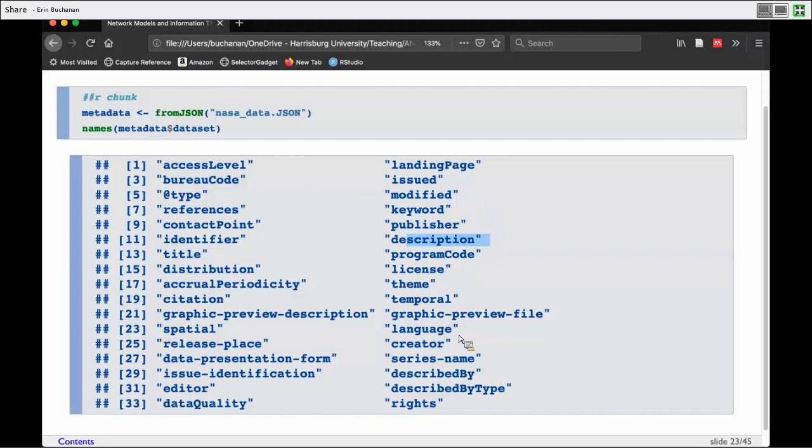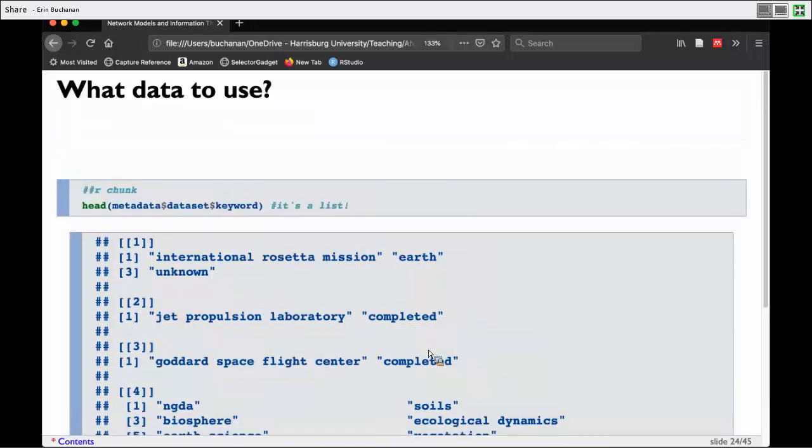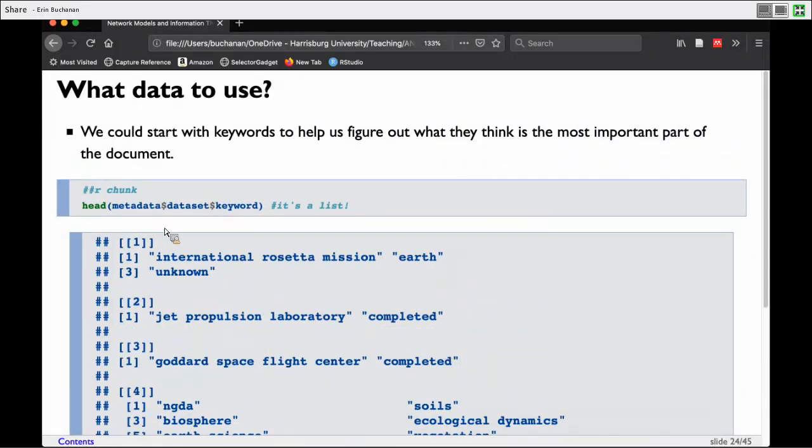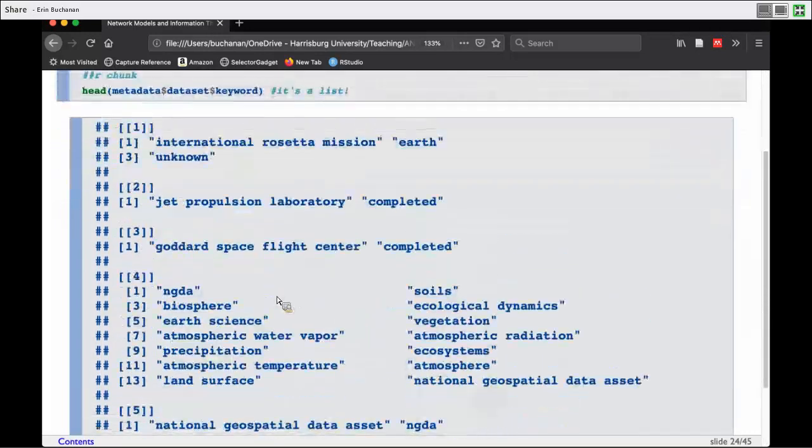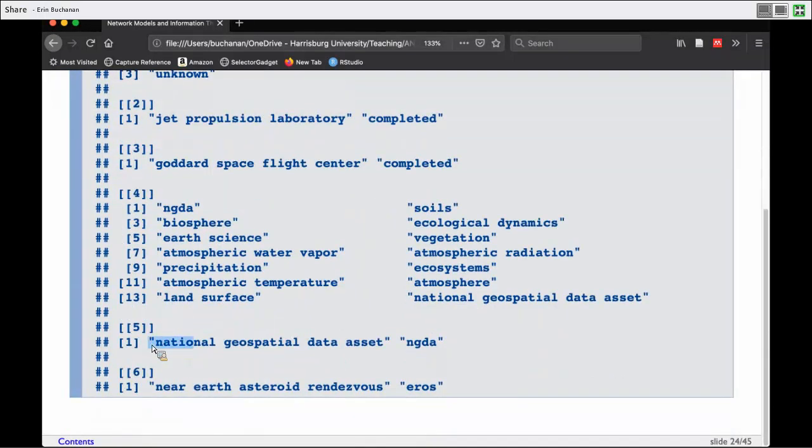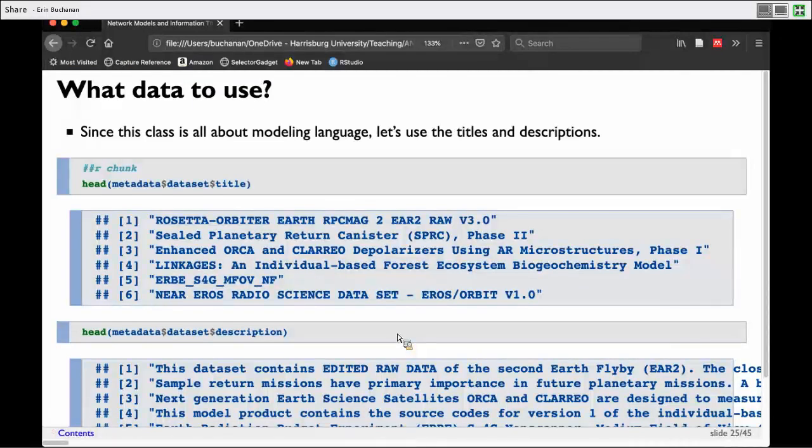Okay. And so these are all things that they've used to kind of help people find different sections of what's in their data. So we're going to pull out this list of keywords. And since it's NASA, we're going to have things about Earth, the Jet Propulsion Lab, which is really famous for their rockets and their cool pictures, the Space Center, so you'll see Johnson in there, and then the Goddard Flight Center. And then this National Geospace Data Asset will come up a lot in our examples. So this is a list of keywords. Cool. I can handle a list of lists. I can also use the titles and the descriptions.